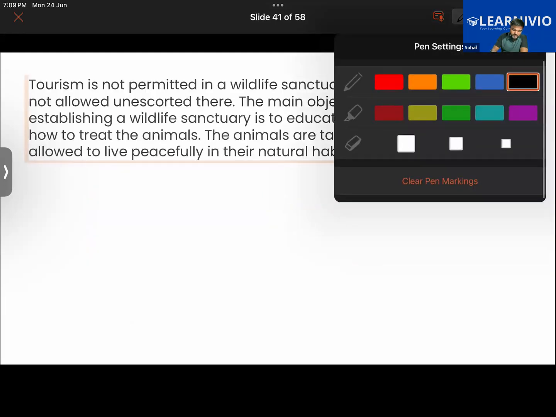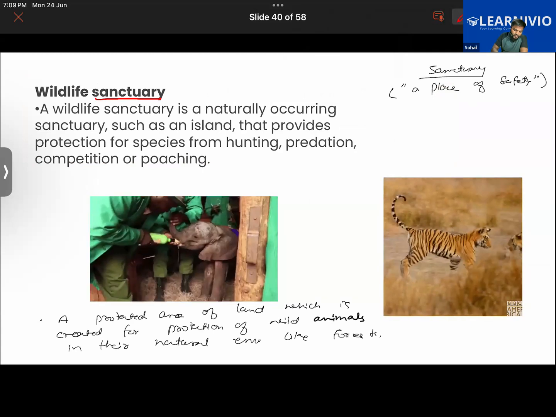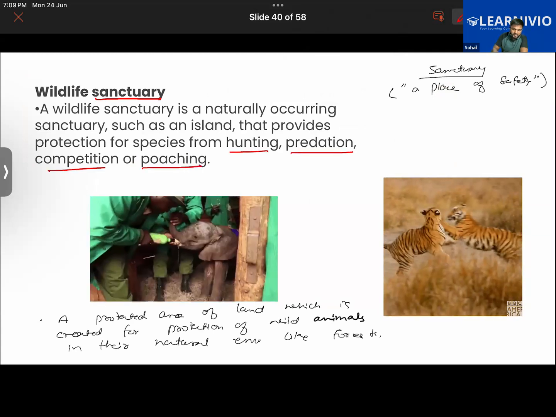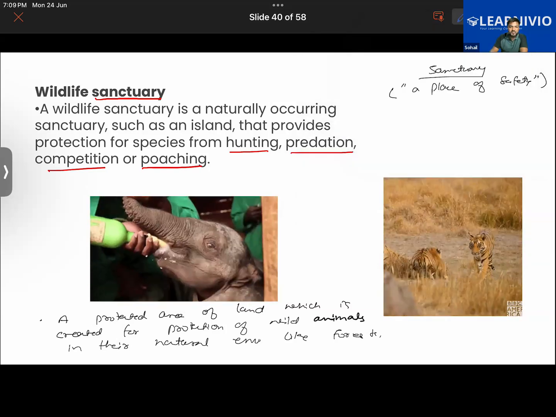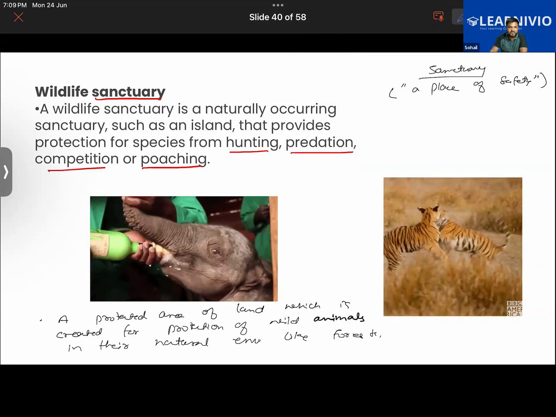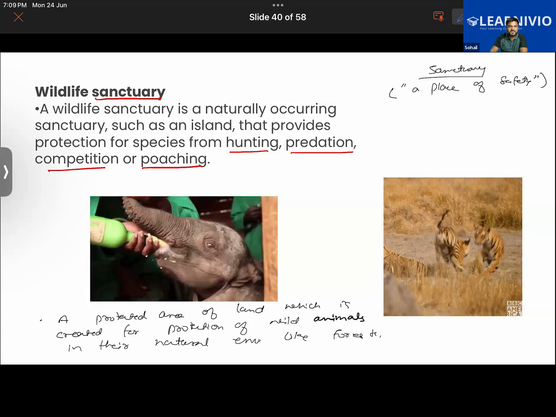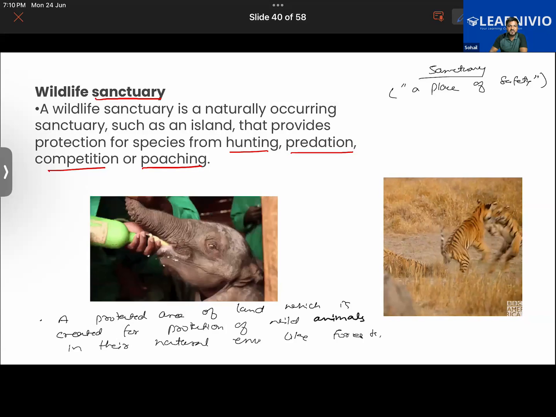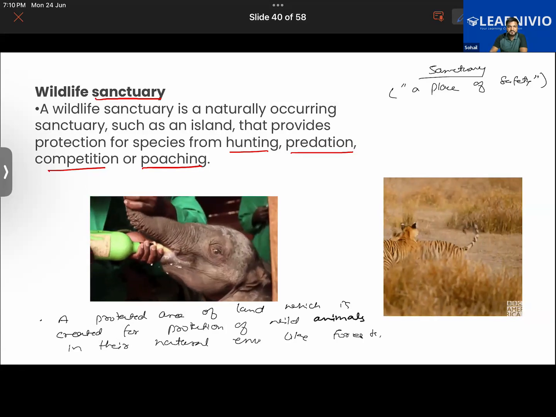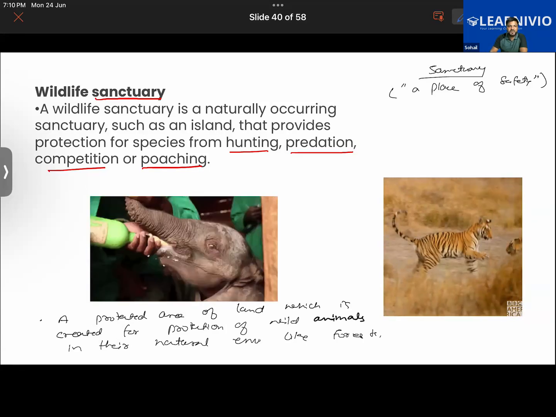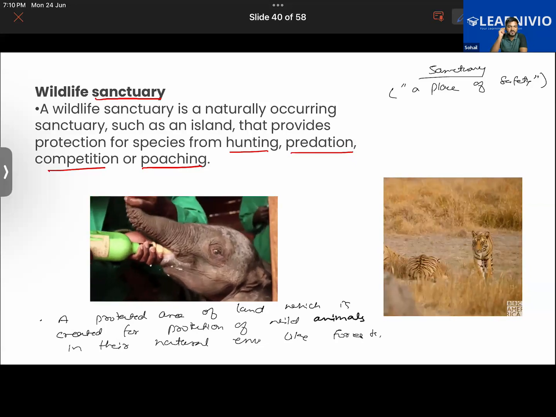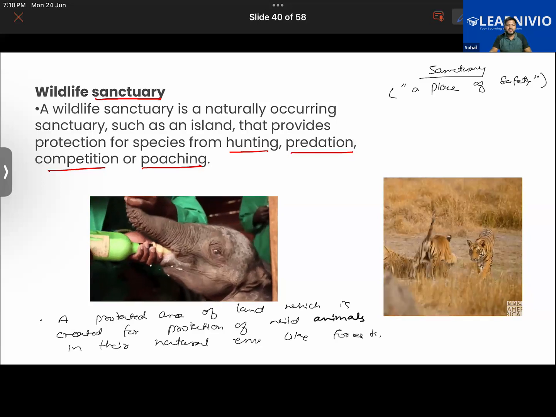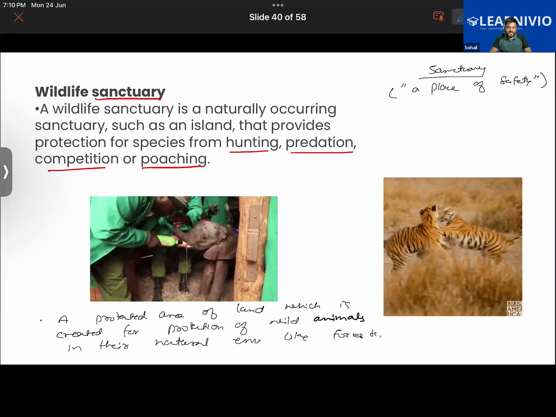So an important thing which we have learned here: poaching is prohibited, hunting is prohibited, predation, competition, all these things are prohibited in a wildlife sanctuary, meaning that a human can't do these things. It is strictly prohibited. If someone were to do that, they would be charged under the law, right? So in a wildlife sanctuary, animals live in a natural environment that is protected from the people. Also, some of the threatened wild animals would be kept in the wildlife sanctuary.